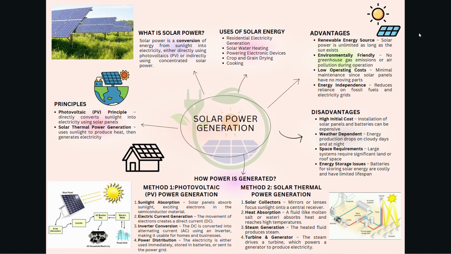And step 3 is steam generation. The heated fluid produces steam. And step 4 is the turbine and generator. The steam drives a turbine, which powers a generator to produce electricity.